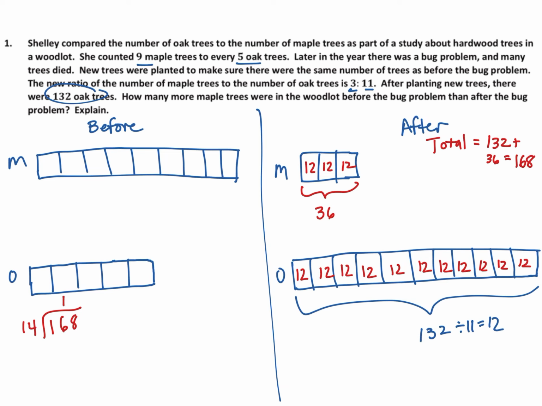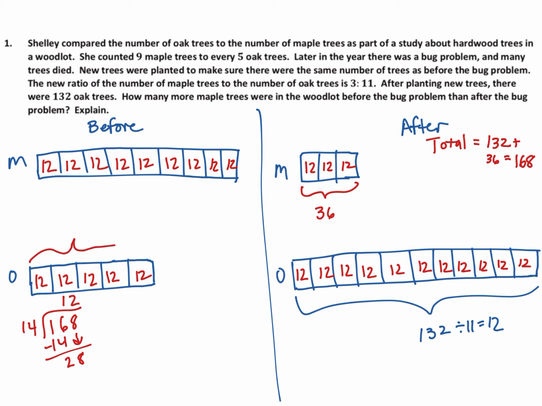It fits in there one time. Bring down your 2 and your 8, and 14 goes in there twice. So these are 12 as well. 12 for 5 sets is 60, and 12 in 9 sets is 108.